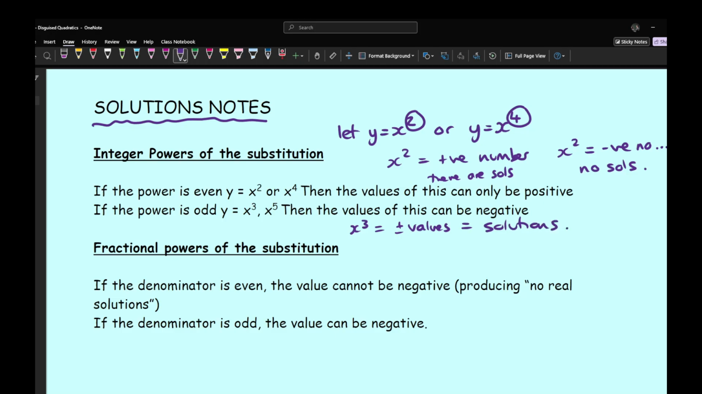Now likewise, if you have fractional powers, if the denominator in the fraction is even, then the value cannot be negative, so that will produce no real solutions. However, if the denominator is odd, then the value can be negative. In other words, if I had x to the power of a third equals a negative number, that would be absolutely fine. If I had x to the half and that equaled a negative number, that wouldn't be fine. This one would produce no real solutions. So just something to bear in mind when you're working, but if you understand the work that you're doing, then you'll be absolutely fine.